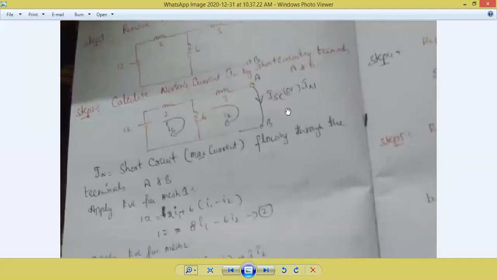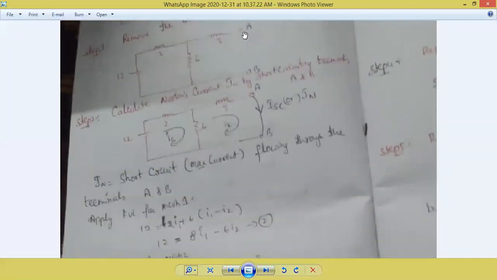Short circuiting means what? You take a copper wire and place the copper wire between A and B. Now the current flowing through this copper wire is nothing but short circuit current or maximum current, and another name is Norton's current, IN. So what is the Norton's theorem procedure? Remove the load resistor. And in the place of load resistor, what we have to do? Short circuit the terminals A and B.